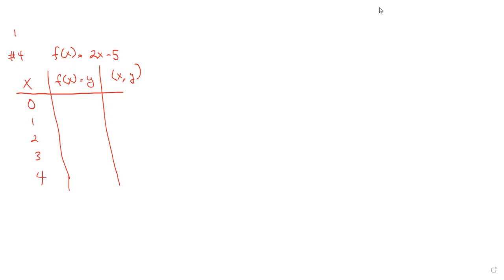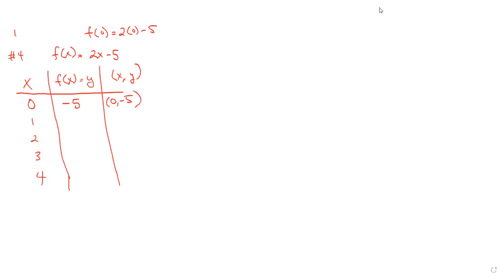So if I want to find f of 0, I'm plugging 0 in. So f of 0 is 2 times 0 minus 5, which is negative 5. So f of 0 is negative 5, and I get a point of (0, -5).